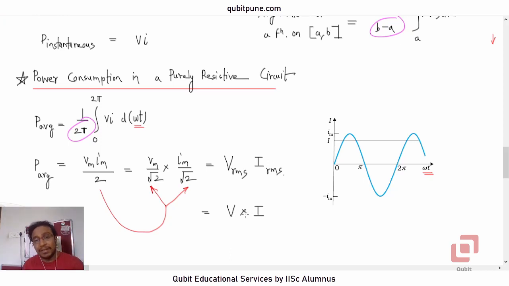Now what is the significance of RMS value? Can anybody tell me what is the significance of RMS value? Why do we define RMS values, especially in AC circuits? What is the need of that?